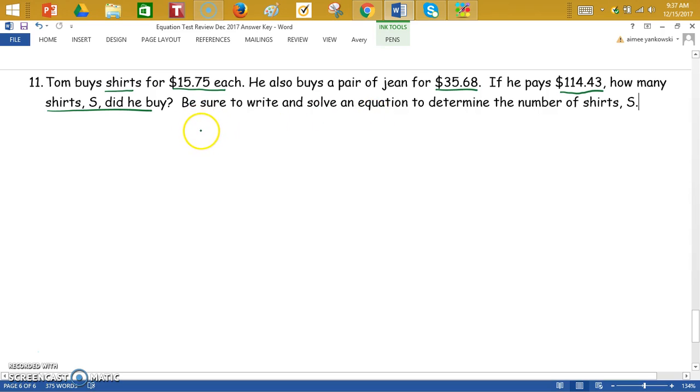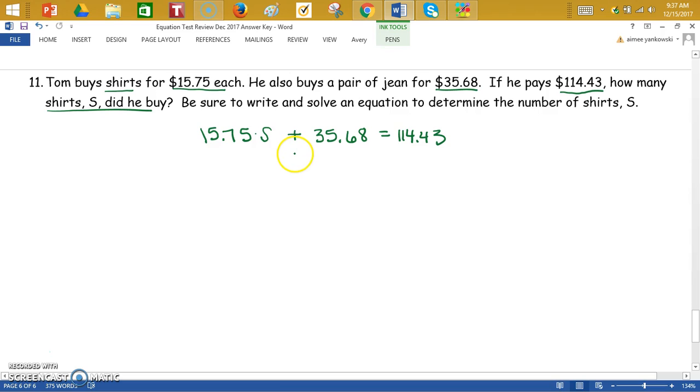Okay, so each of those shirts is $15.75. If you take the cost of each shirt and you multiply it by your number of shirts, that will tell you how much money you've spent on shirts. You take that and add to that the amount of money you spend on that pair of jeans. You're just buying one pair of jeans. And once you put together what you spend on shirts and what you spend on that pair of jeans, you'll come up with your total.